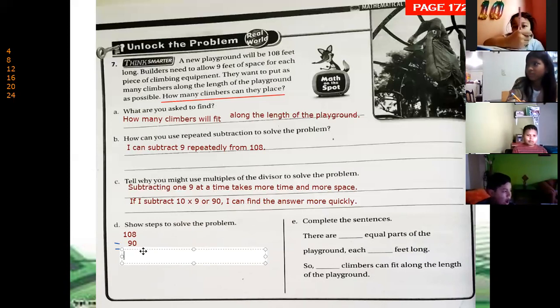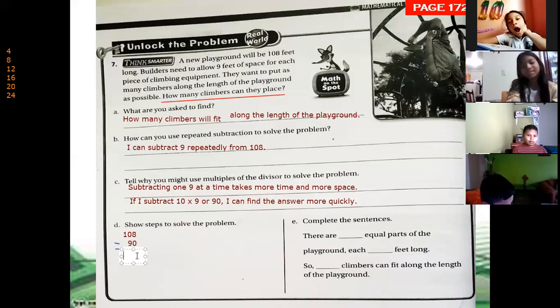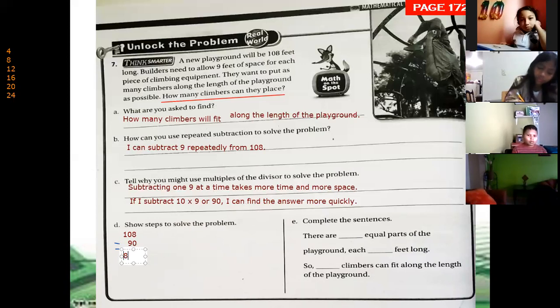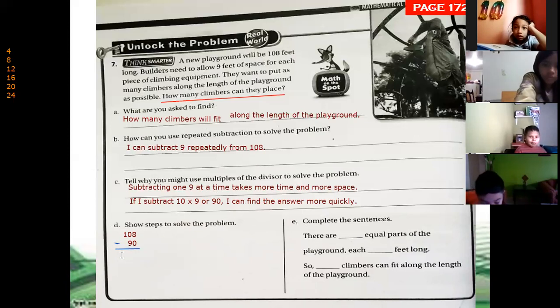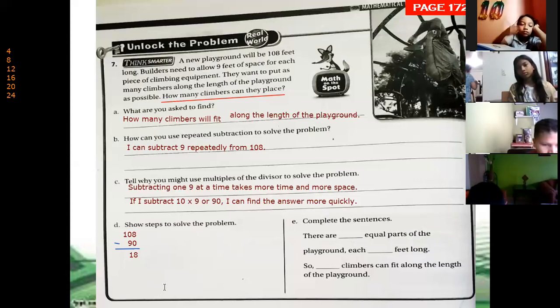Let's subtract. 8 minus 0 is 8. And here we have 0 minus 9. But if we regroup, we have 10. 10 minus 9, guys? 1. 1, exactly. So the answer is 18. 18, exactly.